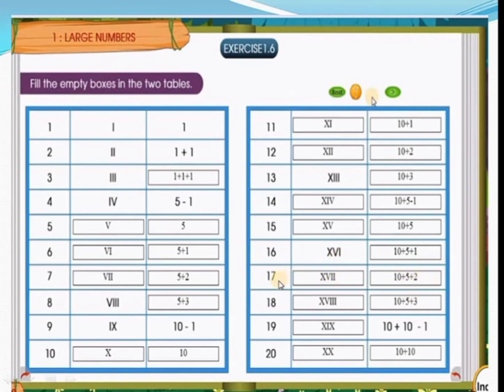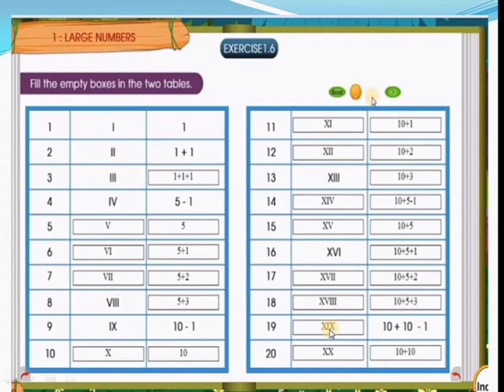10 plus 5 plus 2 is 17. 18: 10 plus 5 plus 3 is 18. 19: XIX. So X is 10, I is 1, X is 10.